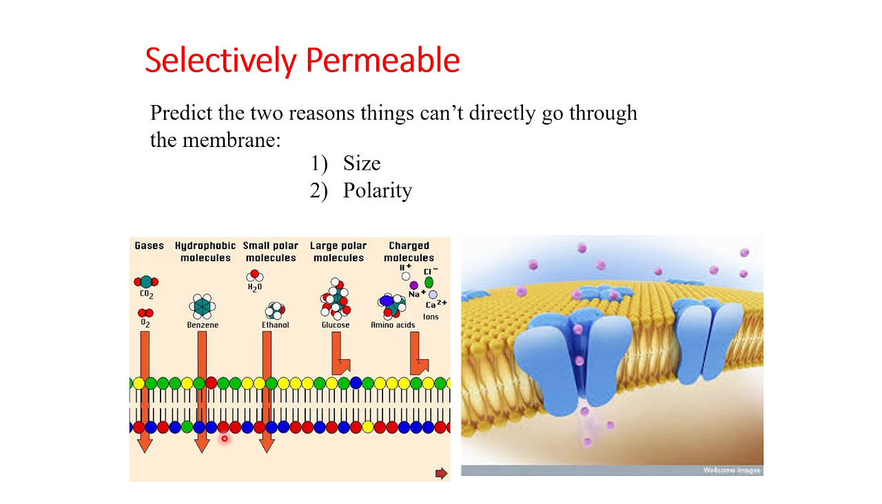Now, as we know, the cell membrane is selectively permeable because it restricts based on size and on polarity. So over here we have the gases like CO2 and oxygen that can easily pass through. You have hydrophobic molecules like benzene, then you have small polar molecules like water and ethanol that can pass through the cellular membrane via different kinds of proteins, whereas large polar molecules or different charged molecules cannot simply pass through this particular cellular membrane. So the cellular membrane rejects or accepts molecules based on its size as well as its polarity.